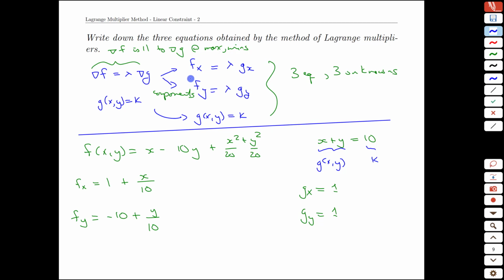Looking at our equations here, we now have all the ingredients we need. So we're going to put those together. 1 plus x over 10 is going to be a multiple of the x derivative of g, that's 1. And for the y derivative, the same thing. The y derivative of f is a multiple of the y derivative of g, which is 1. And our last constraint is simply x plus y equals 10.